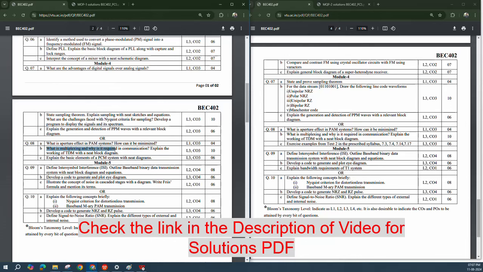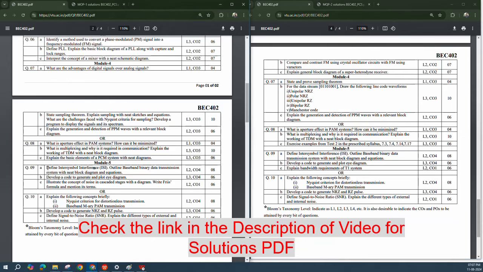Here also multiplexing, why it is required in communication, explain the working of TDM. Here also multiplexing, why it is required, and explain the working of TDM is asked. And the last question is explain the basic elements of PCM system with necessary diagrams. Here, exercise examples from text 2 in the prescribed syllabus, 7.3 to 7.17. They have generally given that these examples can be asked.